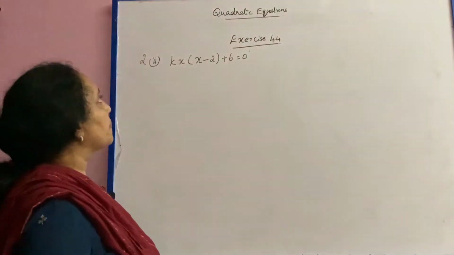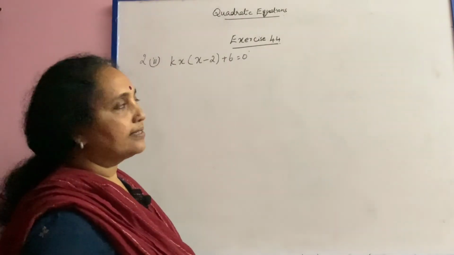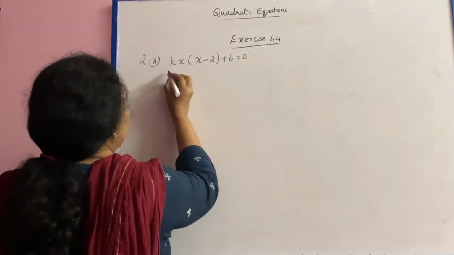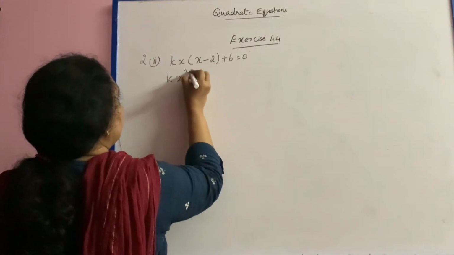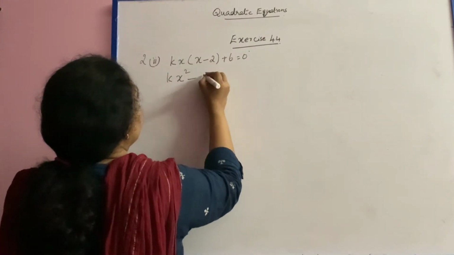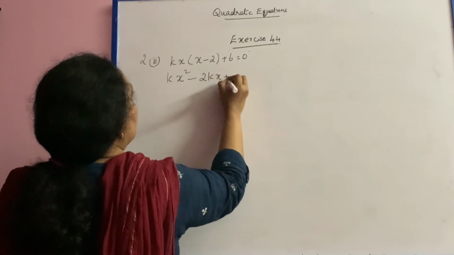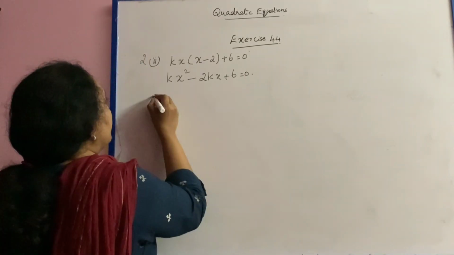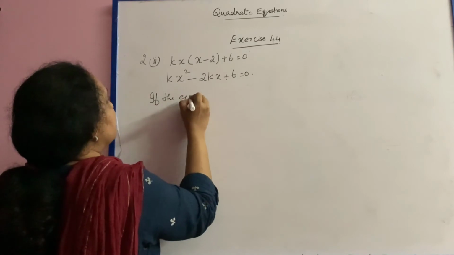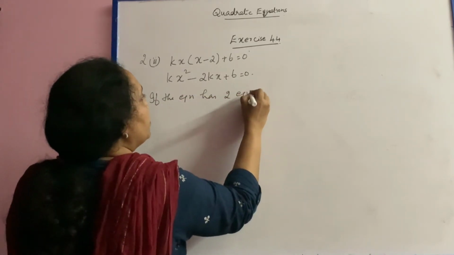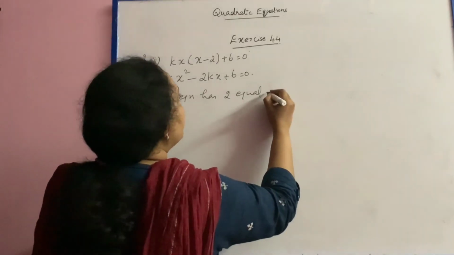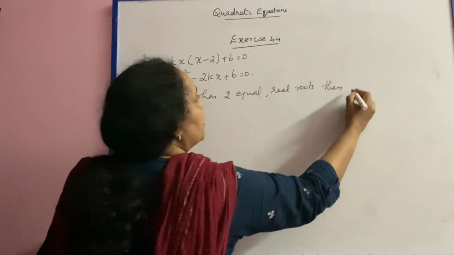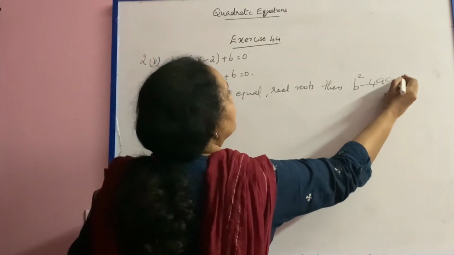Next question. kx into x minus 2 plus 6. Make this equation into its general form. Multiply. That means you will get kx square minus 2kx plus 6 is equal to 0. Now, if the equation has two equal real roots, then b square minus 4ac is equal to 0.